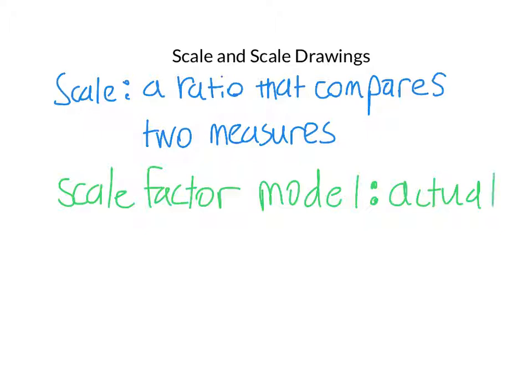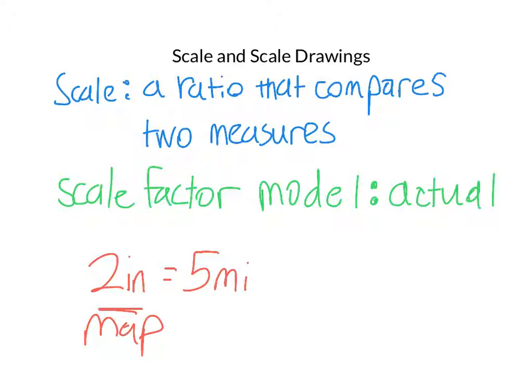This is very important to remember and understand so that we know if we have an enlargement or a reduction. So let me give you an example. How about something like 2 inches equals 5 miles? This might be something that we would see on a map. Well, it's obvious that the 2 inches is the map and that the 5 miles is the actual distance.